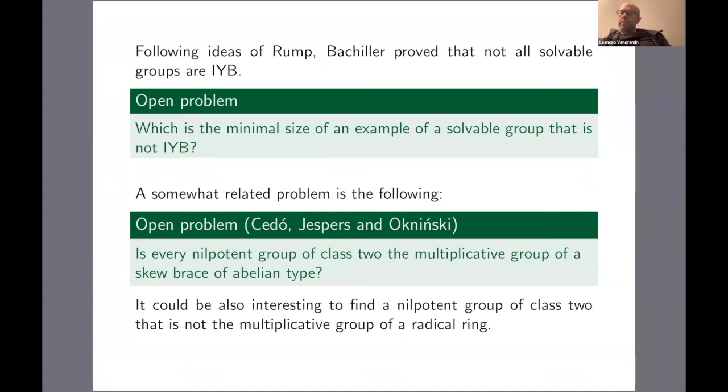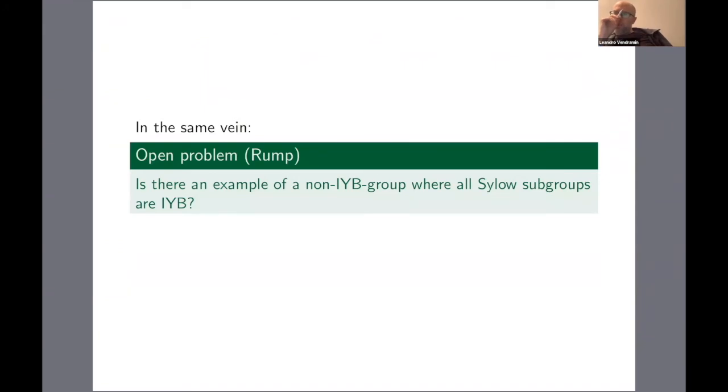Also, this is a very related problem. It was formulated by Rump. Is there an example of a non-involutive Yang-Baxter group where all Sylow subgroups are involutive Yang-Baxter? Again, this is quite far from being solved. I really have no idea about how to attack this. It seems to be very, very difficult. Okay.